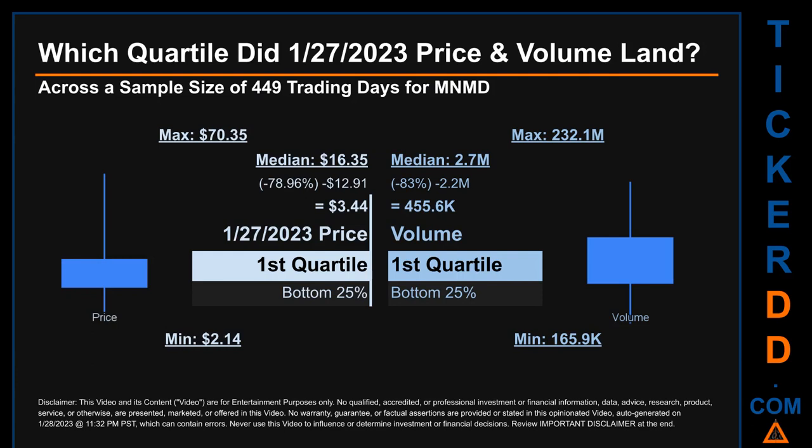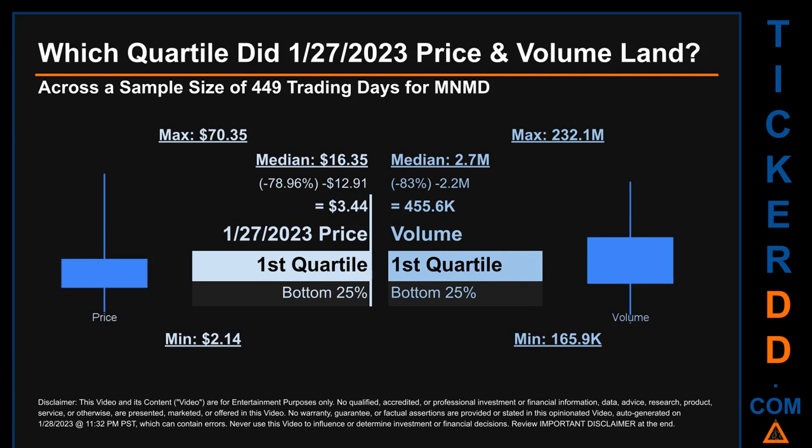Which quartile did January 27, 2023 price and volume land? Across a sample size of 449 trading days, the maximum end-of-day price for MNMD was $70.35 while the minimum was $2.14. Within that price range, January 27, 2023 price, of $3.44, landed within the first quartile, meaning it was within the bottom 25% of all sampled end-of-day prices.